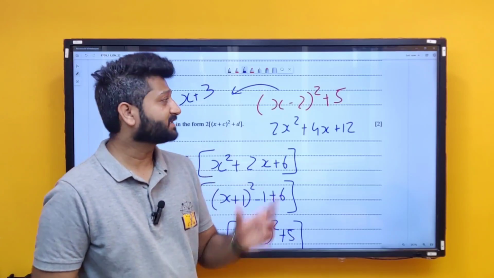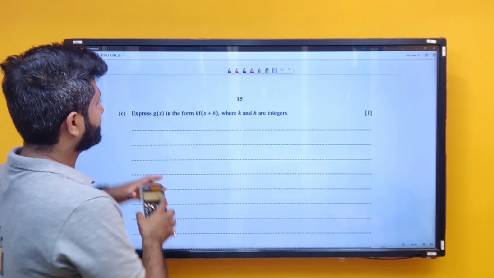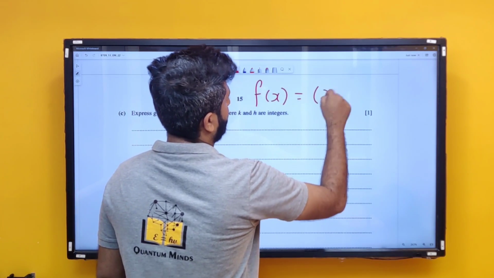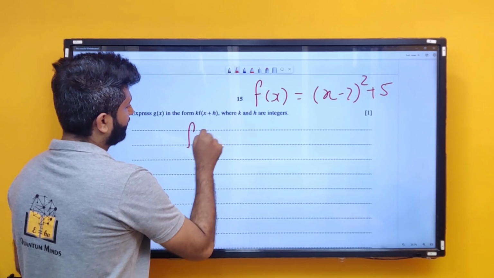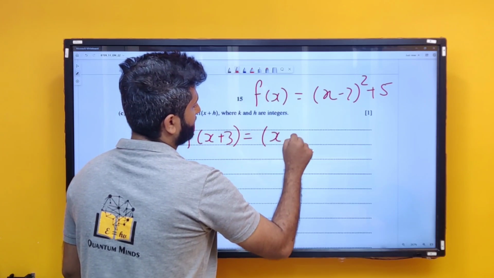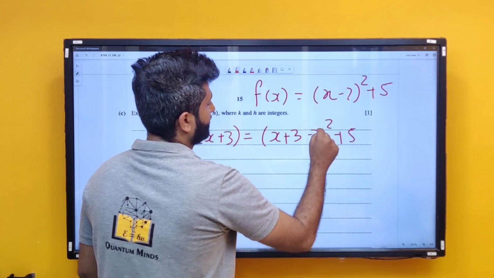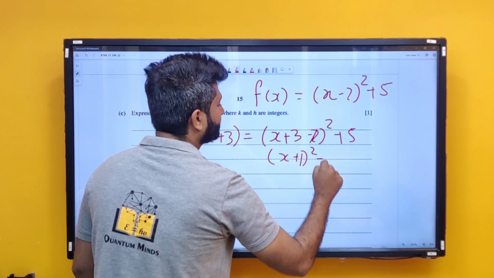I'll have to replace this x with x plus 3. So see guys, my f of x is (x minus 2) square plus 5. So if I do f of x plus 3, this equation is going to be (x plus 3 minus 2) square plus 5. So this is 1, so (x plus 1) square plus 5.